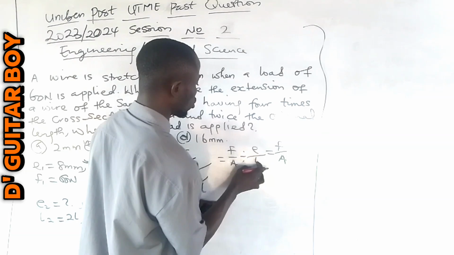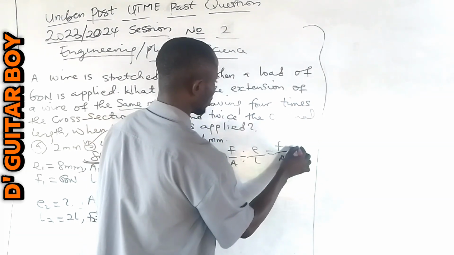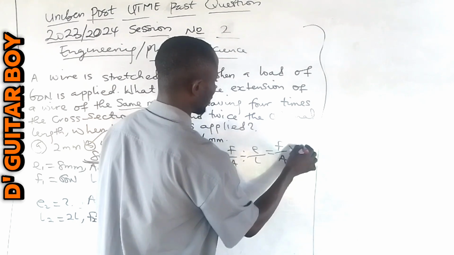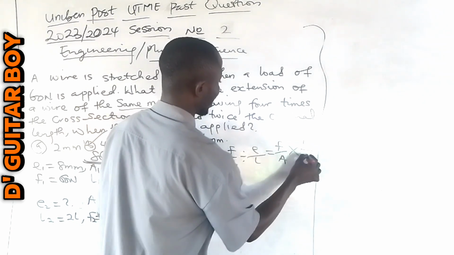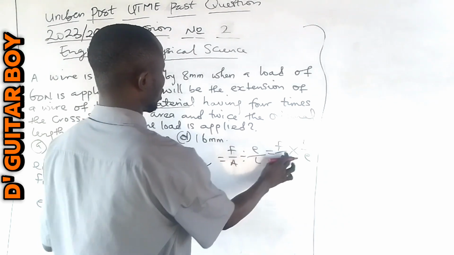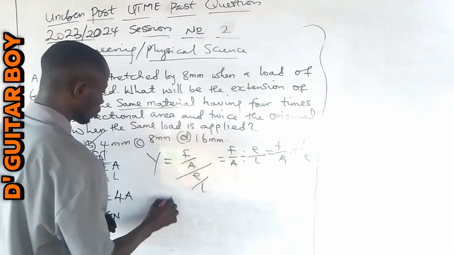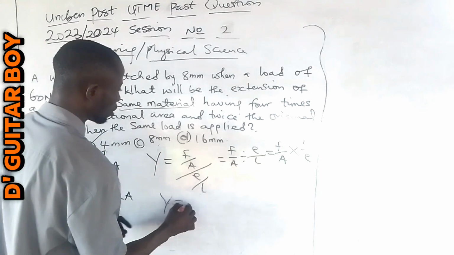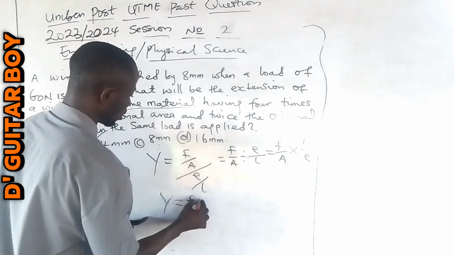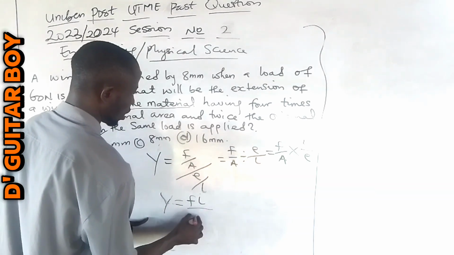If you just move this L up, move this E down. So put my times here, L will come up and E will come down. So that is the effect of changing the division sign to multiplication. Therefore, Young modulus will now be equal to FL, because F times L will give you FL all over AE.